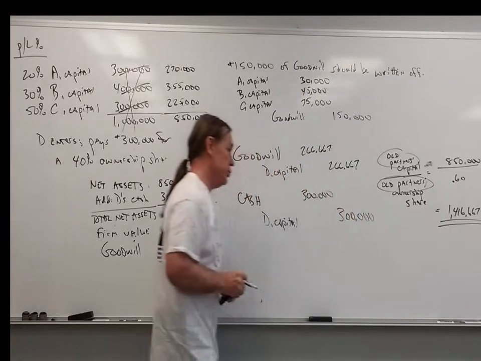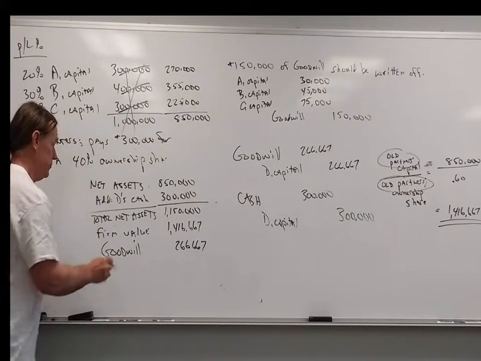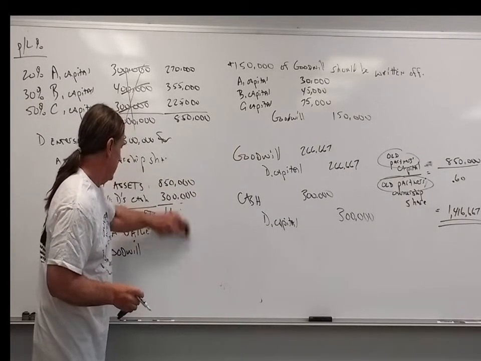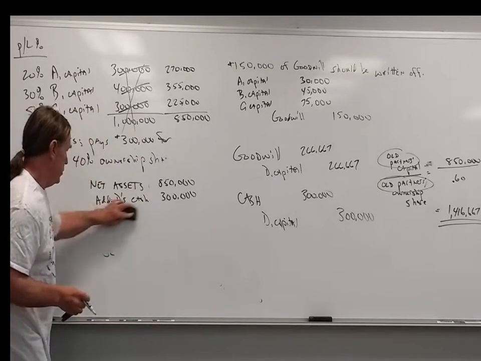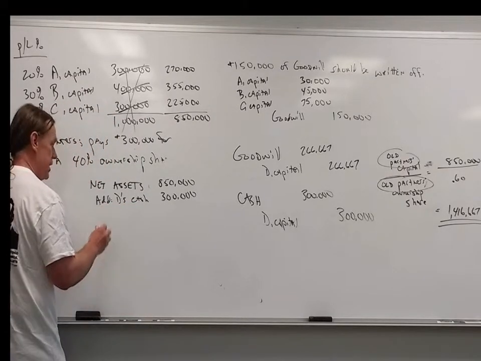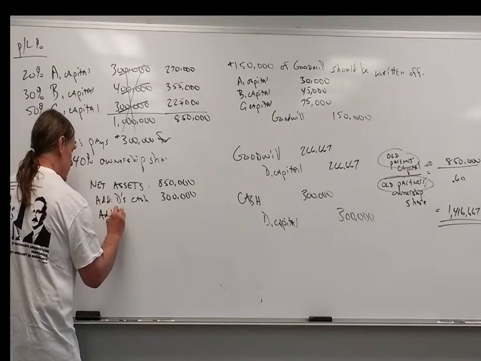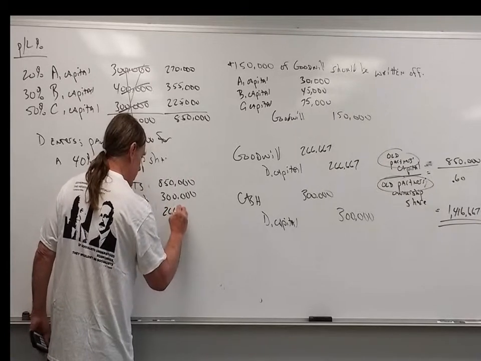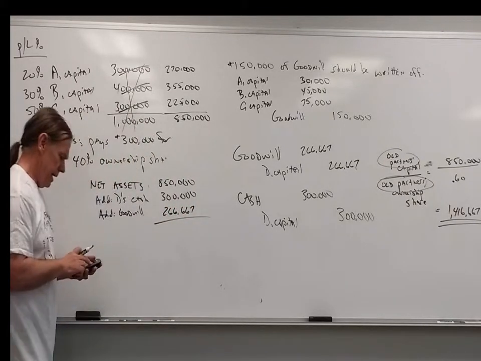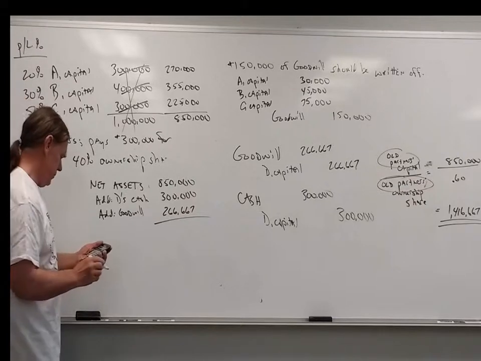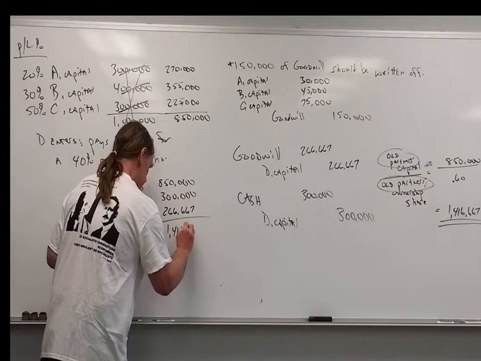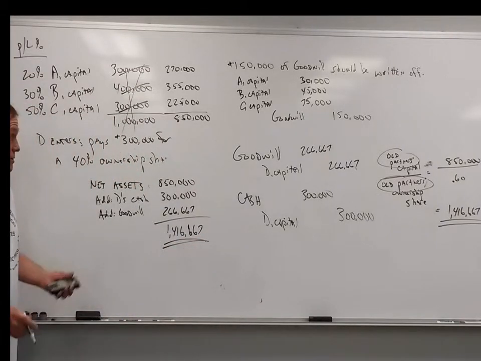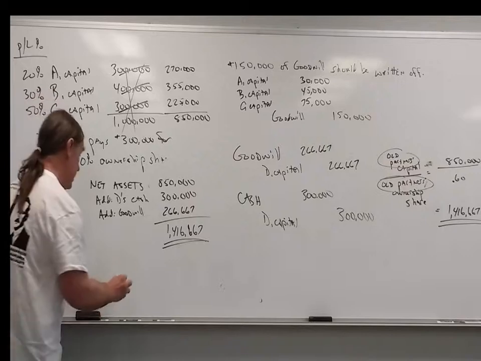let's see where we stand after doing this. Total, the total assets of the firm. Okay, so we have the initial net assets of $850,000, we added D's cash of $300,000, we add the goodwill of $266,667, add all that stuff up, we get $1,416,667. And D's share is 40% of that.